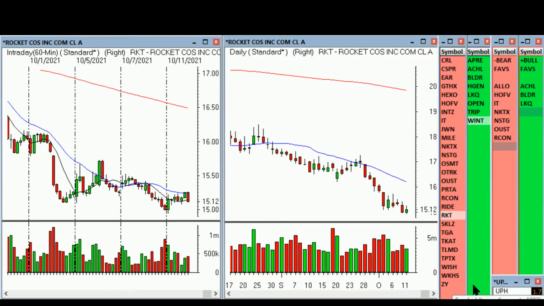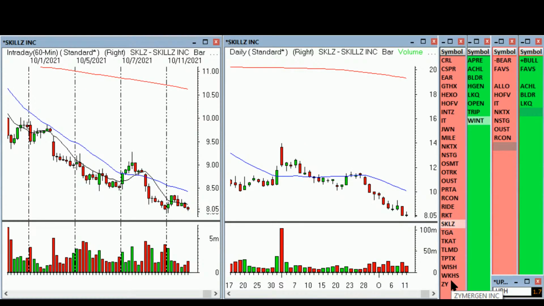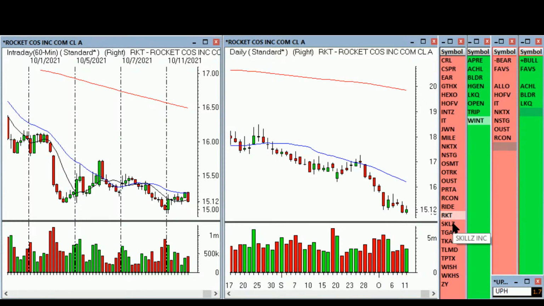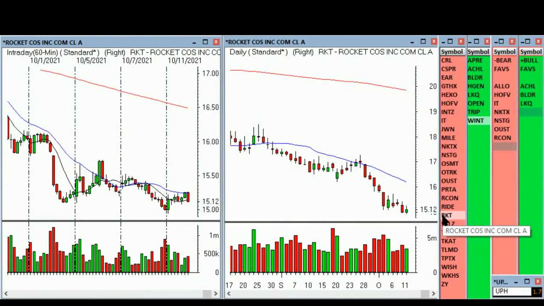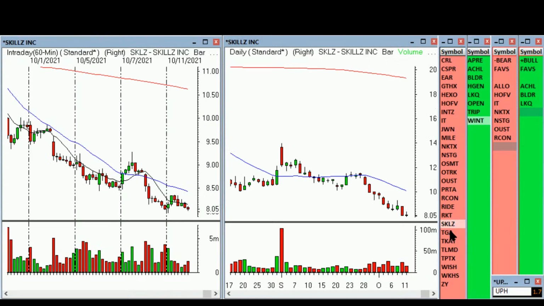Rocket 1, 2, 3. Gonna pass on it, but 1, 2, 3. Skill Z 1, 2, 3. Neater, like tighter bar than the RKT, Rocket Mortgage. Hourly also is weaker, under the 20. Rocket is at the 20 or above it. It's not above it. So they look lower. I don't have a great list, but we have a few here to pick from for tomorrow. We do have a few.